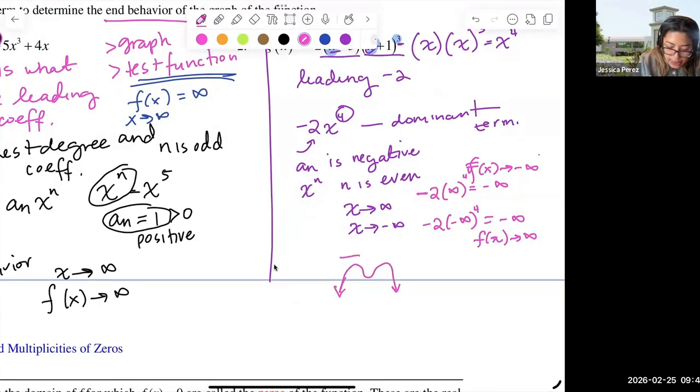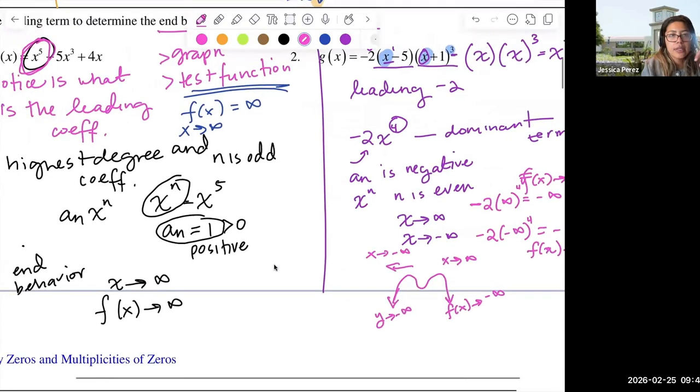So as x approaches -infinity, my y value will go to -infinity. As x approaches positive infinity, my y value will go to -infinity regardless. So we saw that both when x is positive infinity and when it's negative.